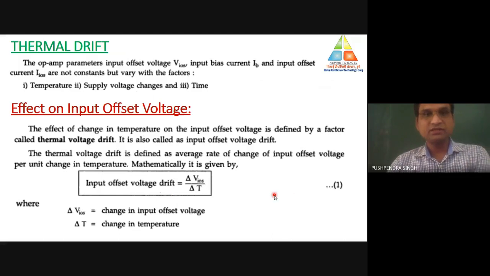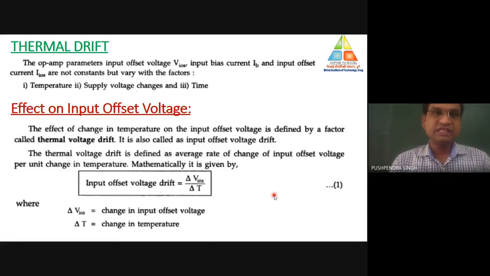Now moving further, our next topic is thermal drift. This thermal drift is basically the dependency on the value of temperature. As we know, we have already discussed the different DC parameters in case of operational amplifier, which are called the input offset voltage, input bias current, input offset current. Already we have discussed the definition of these three parameters.